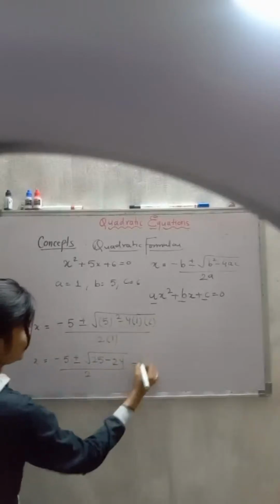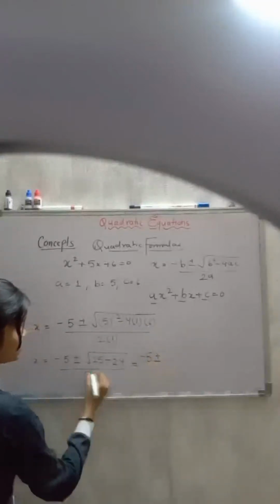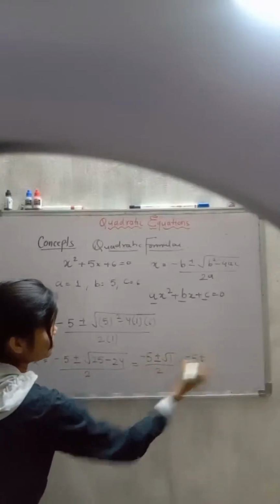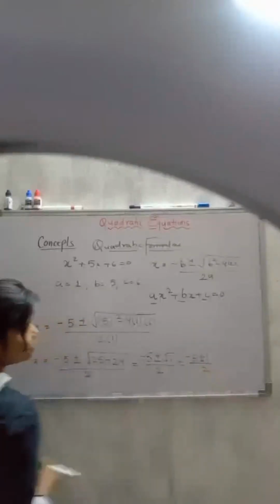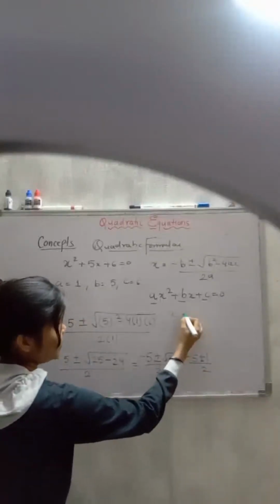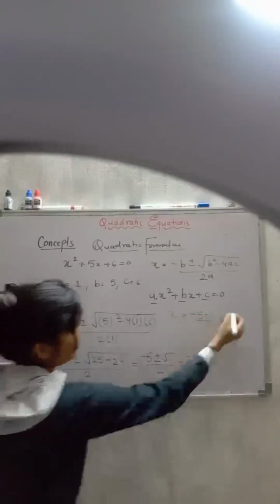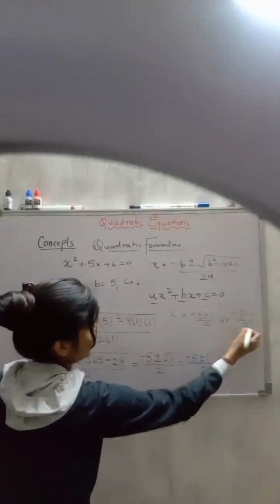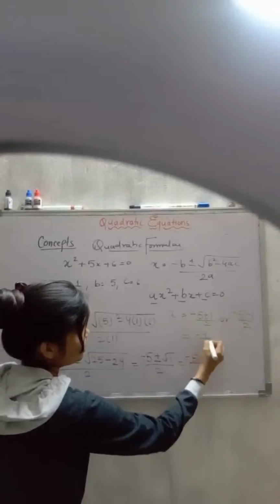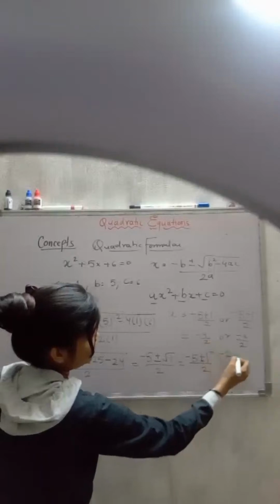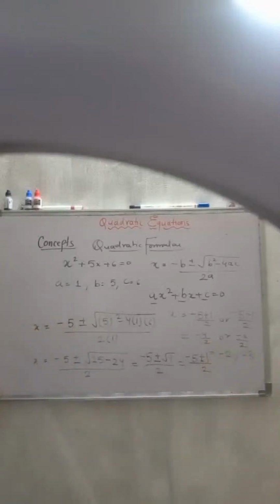2. So we will get minus 5 plus minus under root of 1 by 2 equals to minus 5 plus minus square root of 1 is 1 by 2. So one value of x will be minus 5 plus 1 by 2, and the second root will be minus 5 minus 1 by 2. So minus 4 by 2 or minus 6 by 2, minus 2 or minus 3. Using any method, if you solve quadratic equation, the roots are always the same.